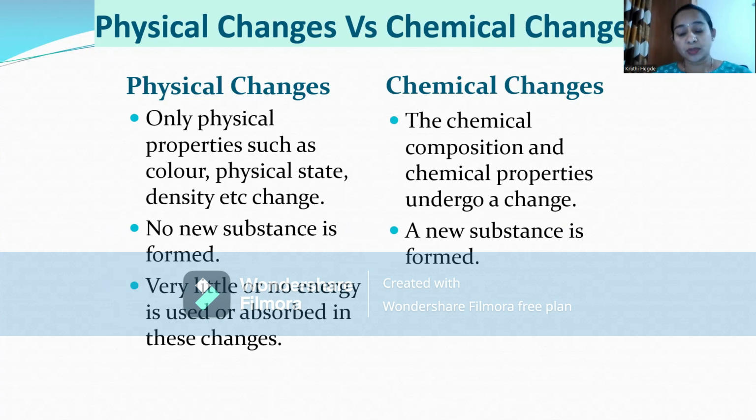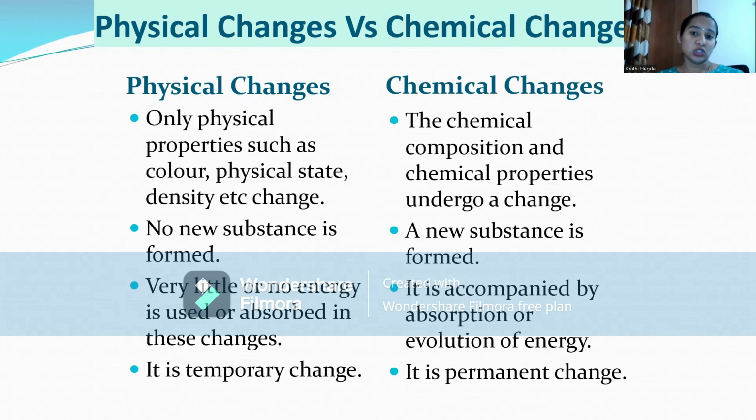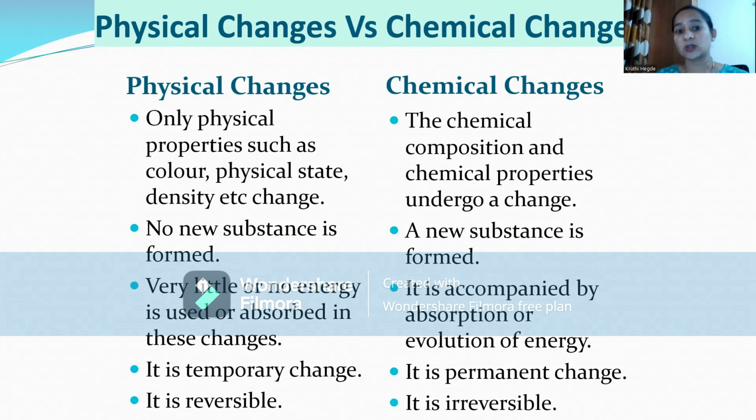During physical change, very little or no energy is used or released. Whereas during chemical changes, it is generally accompanied by absorption or release of energy. Physical changes are temporary changes, whereas chemical changes are permanent changes. Physical changes are reversible, whereas chemical changes are generally irreversible. So these are the main differences between physical change and chemical change, about which you have already studied in your 7th and 9th standards.